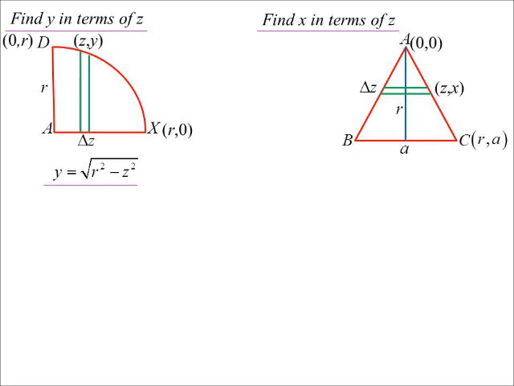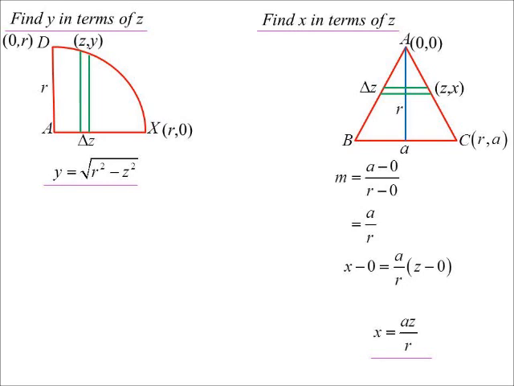There's my two coordinates. This time it is a nice linear function. It's a nice straight line between the two. So let's find the equation of that line. Slope ends up being a over r. Put it into our point slope formula. And there it is, x equals az over r.